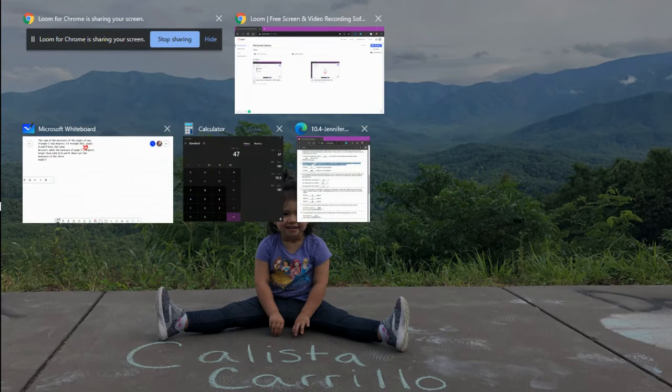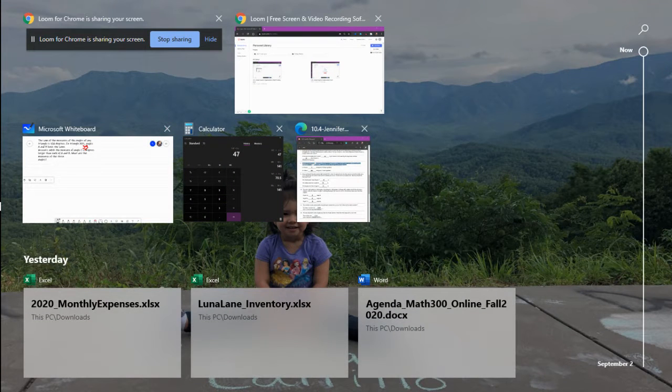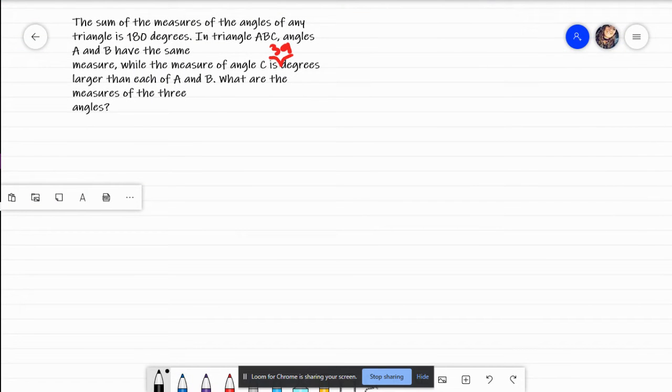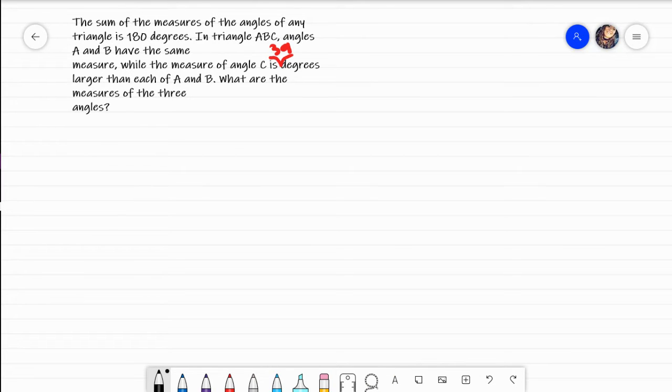Hey y'all, we are actually going to do another word problem. So this is still 10.4. If you notice, 10.4 is pretty much just filled with word problems.